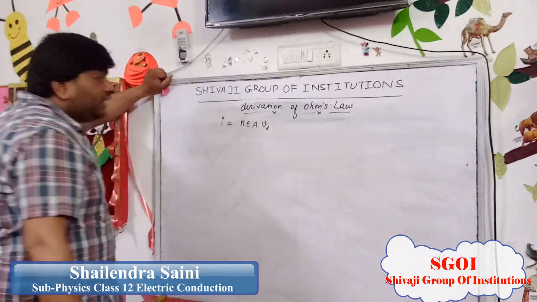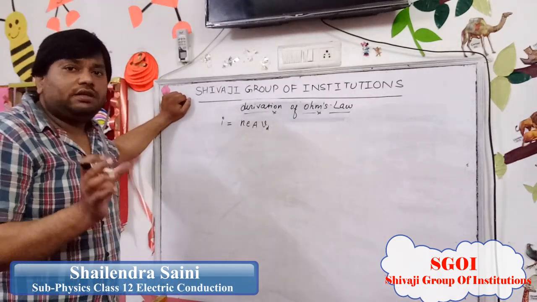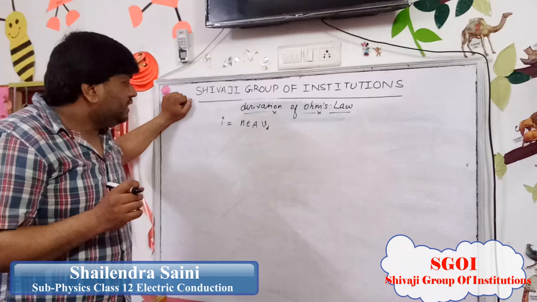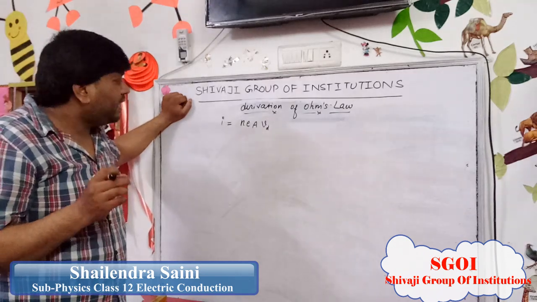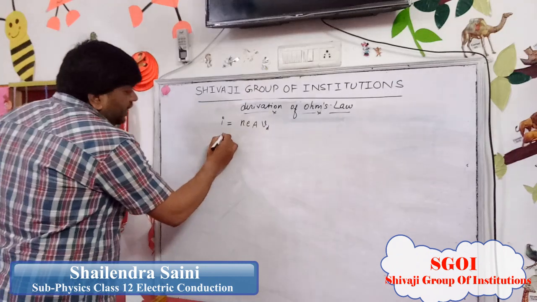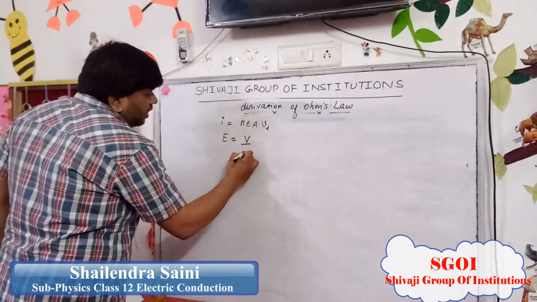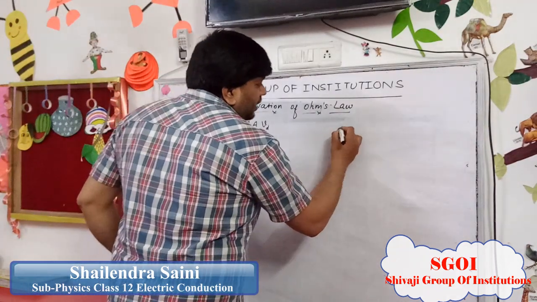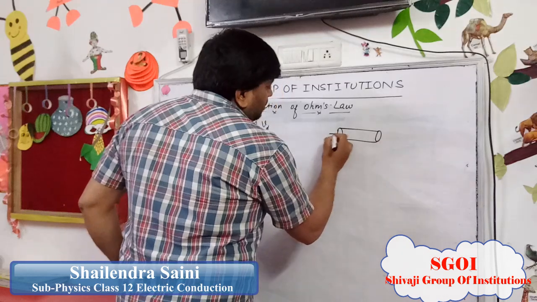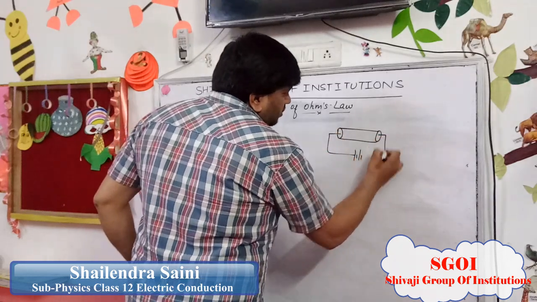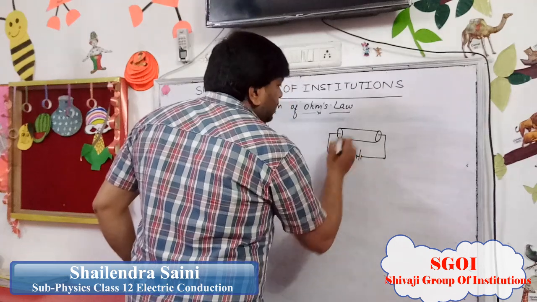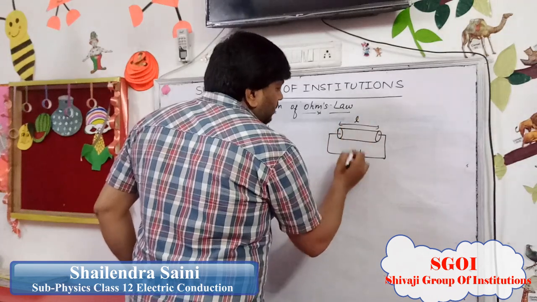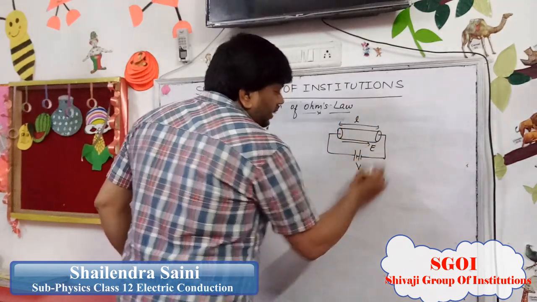Now, as we know that when we connect any conducting material through an external source such as a battery, then there is an electric field, and by the electric field we can write this relation E equal to V upon L. What is L? L is the length of that conductor. You can figure this: this is the conducting material and this is the external source, this is the potential difference V, this is the length of the conductor L, and this is plus to minus, the electric field E.